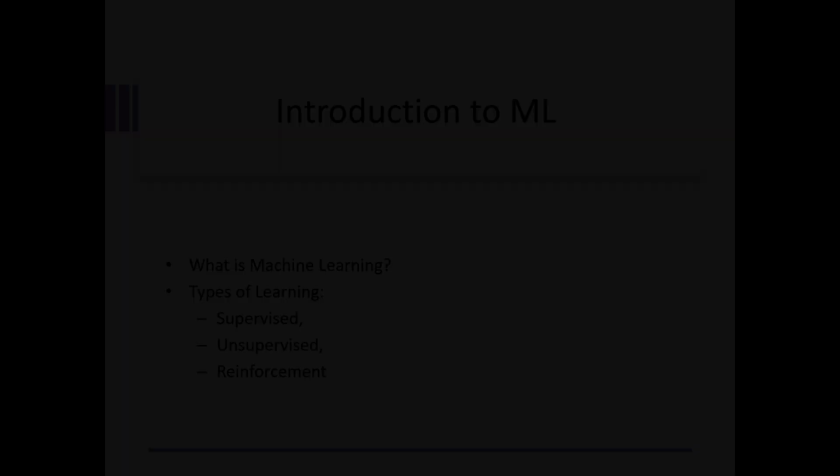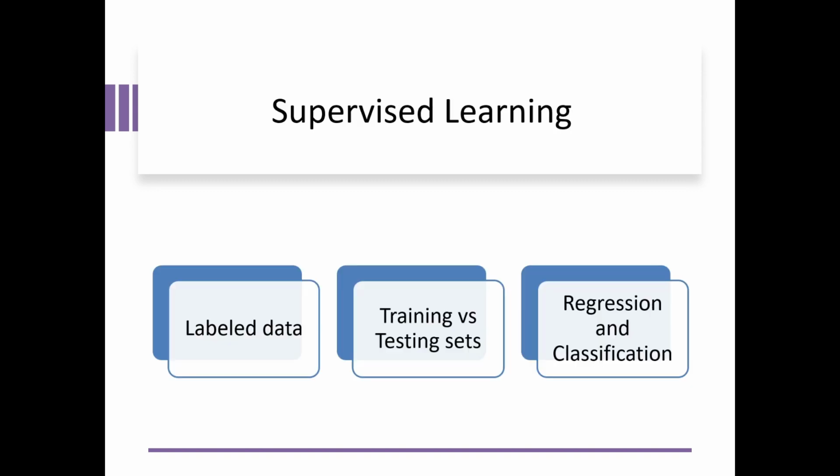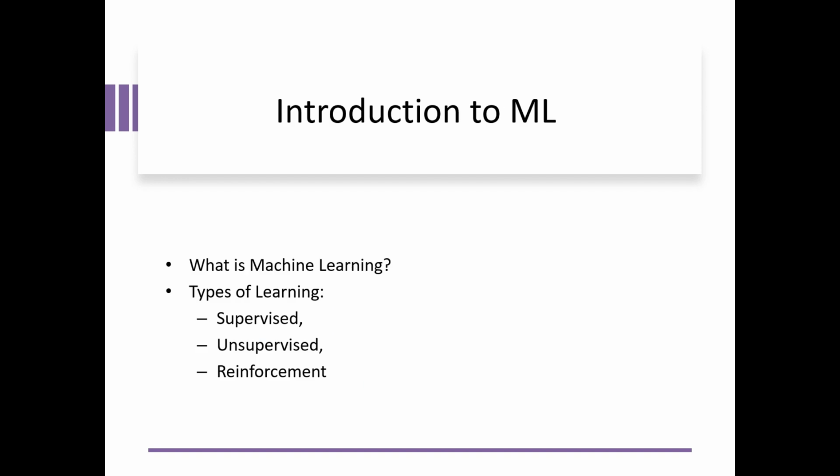Let's start with the basics. Machine learning, or ML, is a subset of artificial intelligence that enables systems to learn from data and improve over time without being explicitly programmed. There are 3 main types of machine learning. Supervised learning, where models learn from labeled data. Unsupervised learning, where the system identifies patterns in unlabeled data. And reinforcement learning, where agents learn by trial and error through interaction with an environment. Each of these approaches has its own strengths and use cases, which we'll explore next.